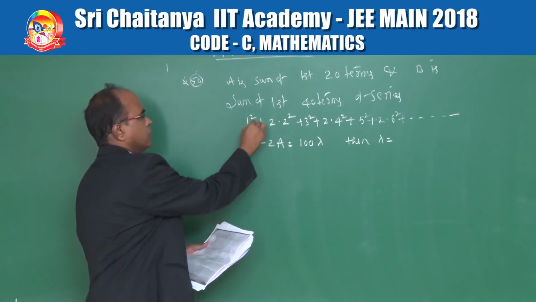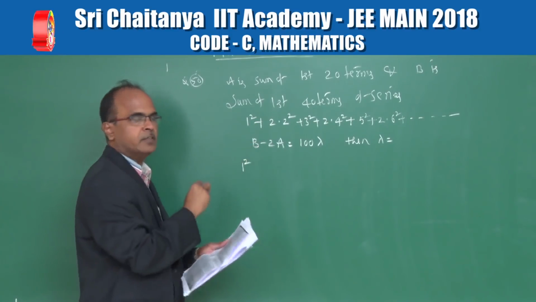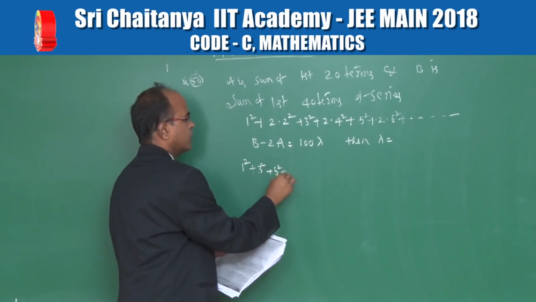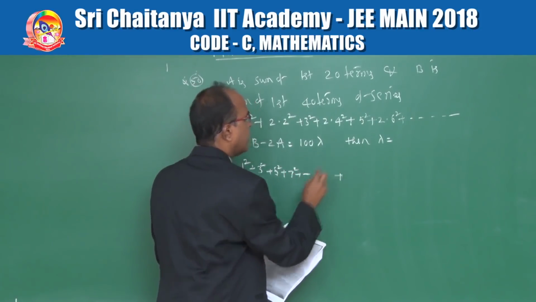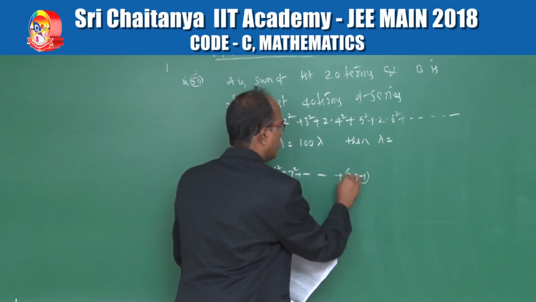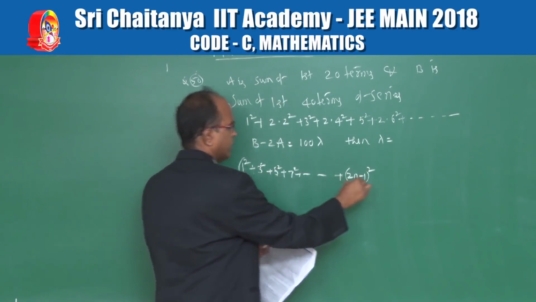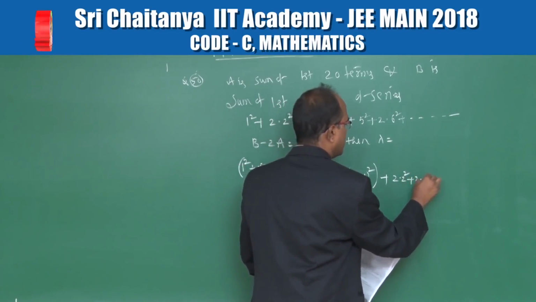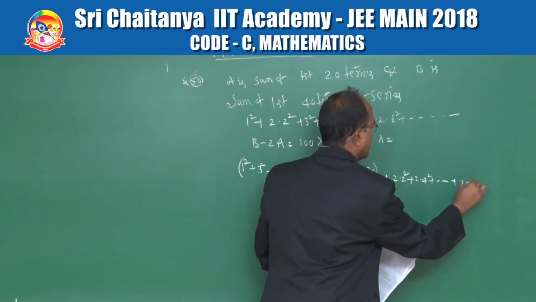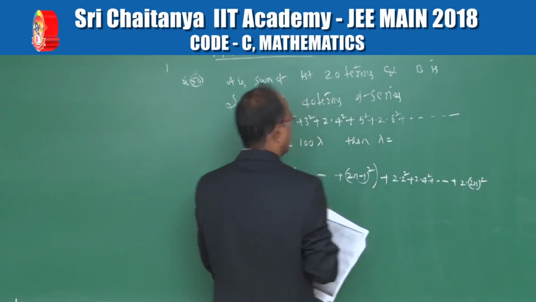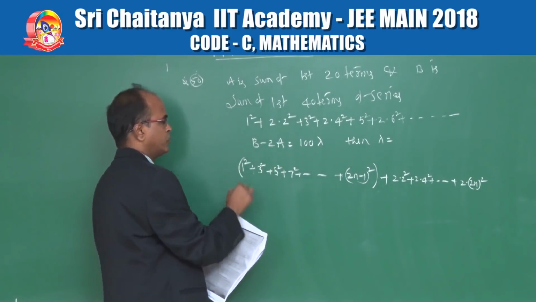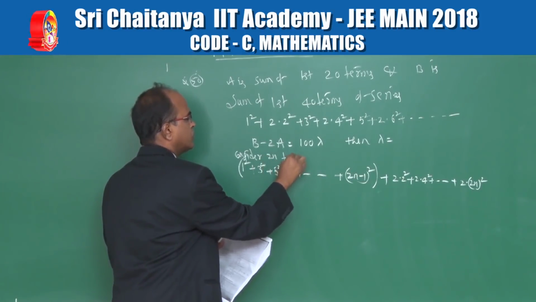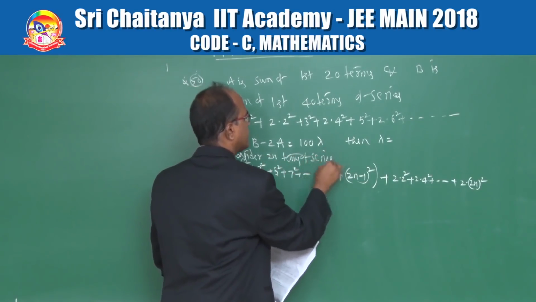The given series can be rewritten as 1 square plus 3 square plus 5 square plus 7 square etc., up to (2n minus 1) whole square, plus 2 into 2 square plus 2 into 4 square etc., up to 2 into (2n) square if we consider 2n terms. So, that is why we say consider 2n terms of the series.